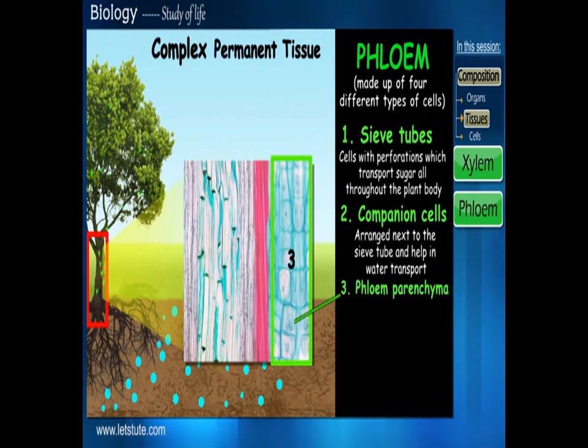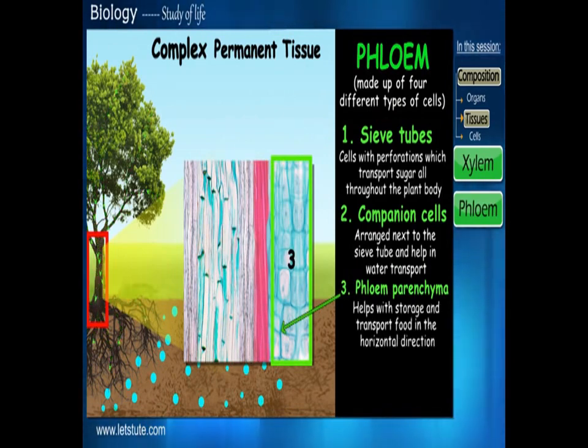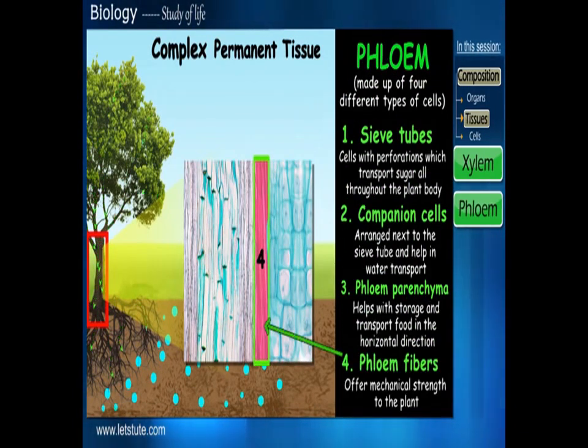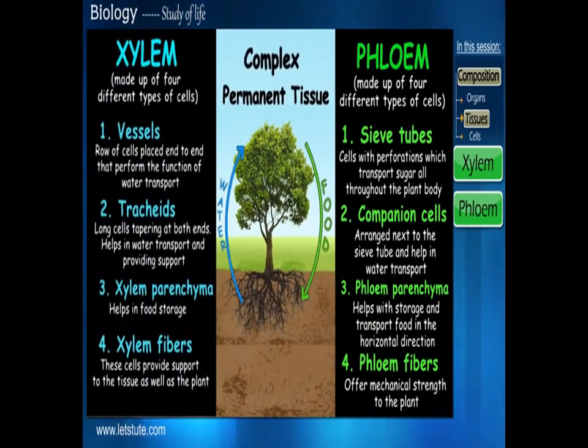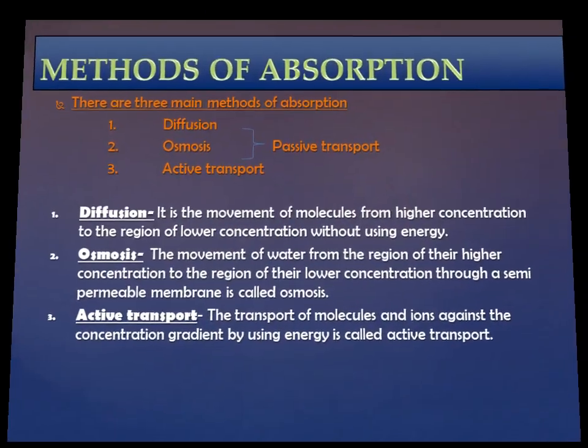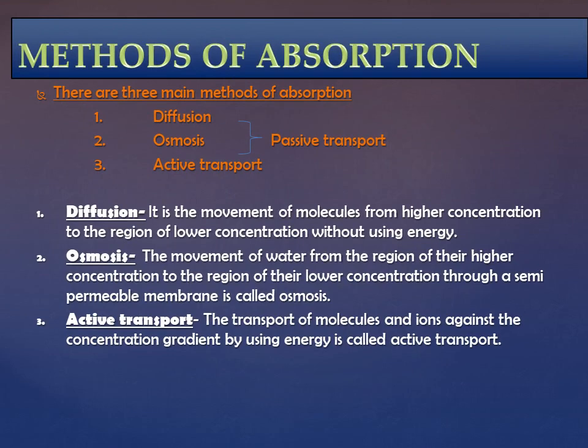The third one is phloem parenchyma. All the food is stored in this phloem parenchyma, and along with storage, it also transports food in the horizontal direction, that is lateral transport to the neighboring cells. And lastly, just like xylem fibers, we have phloem fibers that offer support and mechanical strength to the plant. So we have seen how food and water is transported in all the parts of the plant through xylem and phloem. Now we move on to the next topic of today's video, that is methods of absorption.